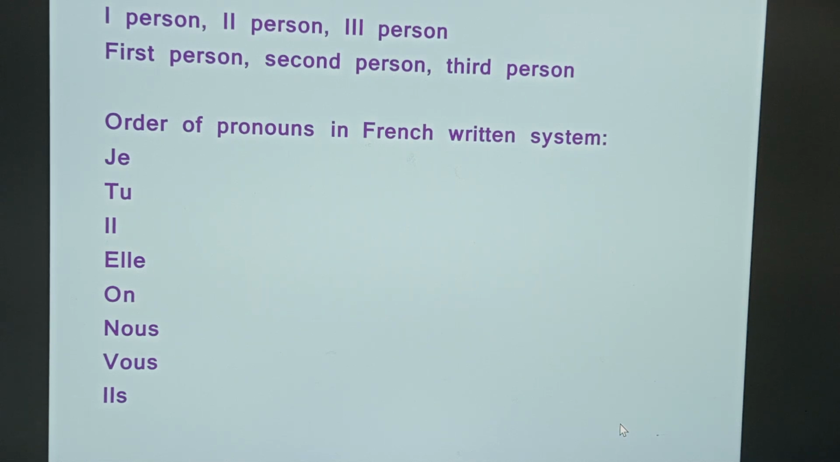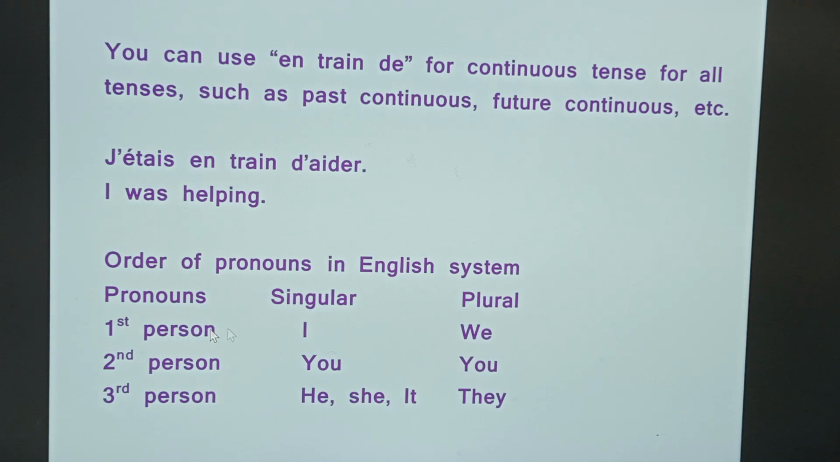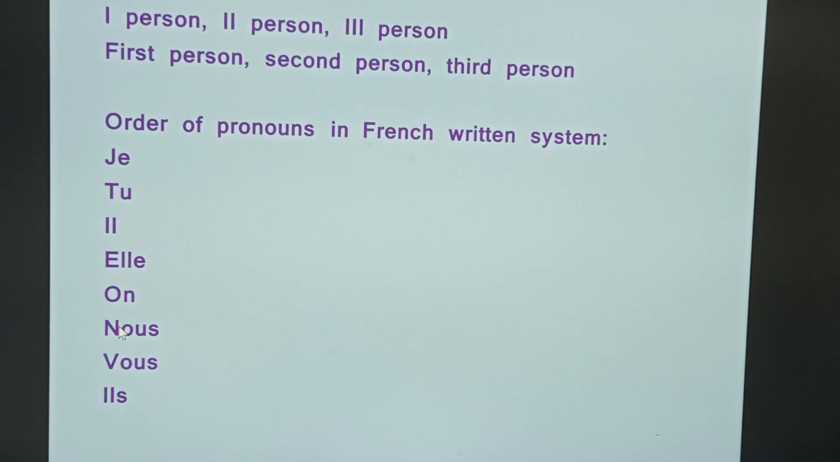Before we go into that, you can also say first person. It's the Roman letters, so you can also say first person, but in order for you to understand, that's why I put like first. So there are 3 different ways of saying this. First person, this is the Roman letter, then second person and third person, or you can just say in full form, first person, second person, third person. So this is the order of pronouns in the French written system.